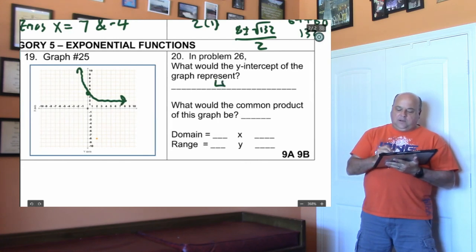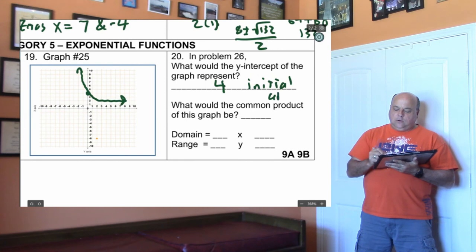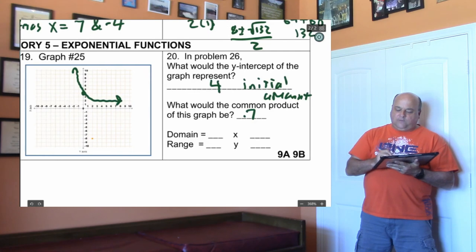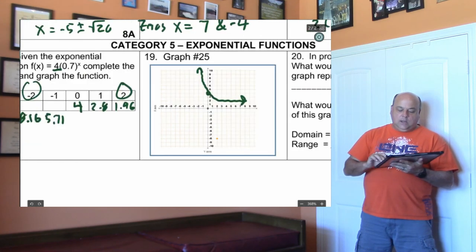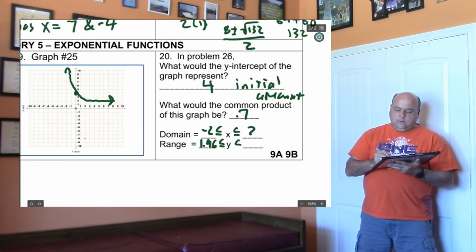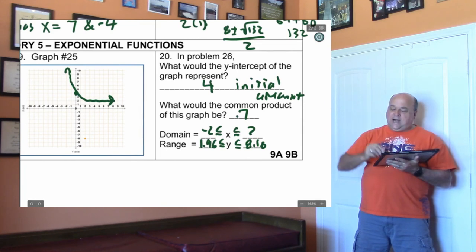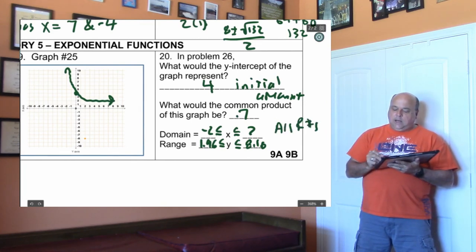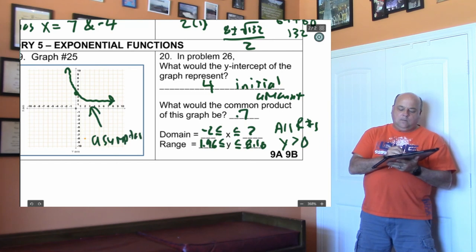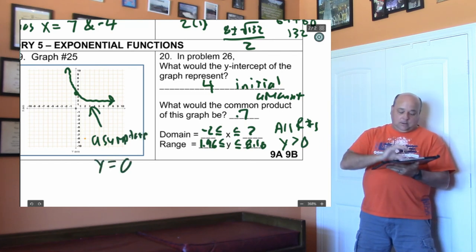The y-intercept of the graph would be 4. It represents the initial amount. Hopefully I can finish before the battery goes out. The common ratio is 0.7. The domain, if we look at the table, the domain goes from here to here, doesn't it? So your domain would go from negative 2 to positive 2. And the range would go from small to big, from 1.96 to 8.16. Now then, if you looked at the whole graph, the domain would be all real numbers, and the range would be y greater than 0, right? Because the x-axis is the asymptote, right? And that's a y equals 0 line, wouldn't it be, okay?